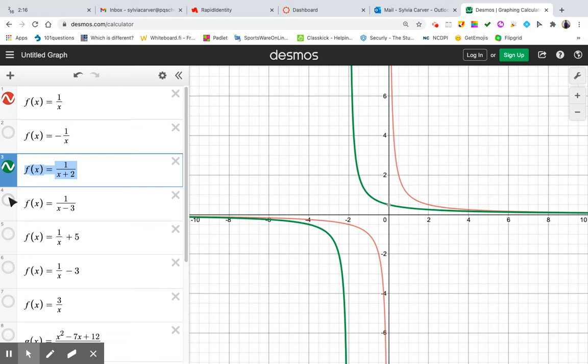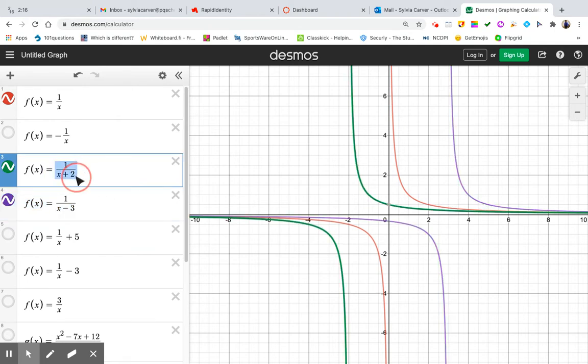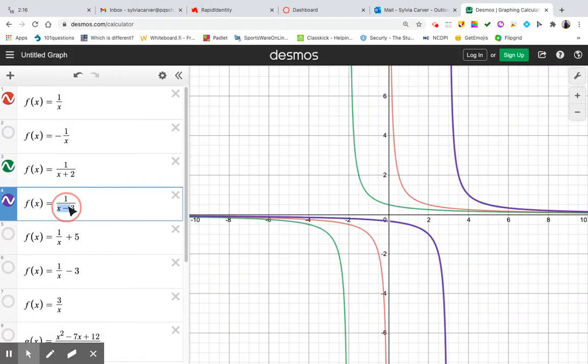If I bring in a new one, let's take a look at the purple one. If we compare the red to the purple, it moved right 3 spaces. These are the same transformations that we've been studying all semester. So the one in the green that I'm going to highlight is the opposite of what you think. It moved left 2 spaces. This one here moves right 3 spaces. So the number in the problem tells you how it's going to move left or right, up or down, etc.